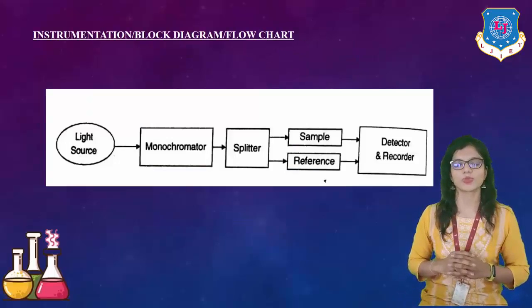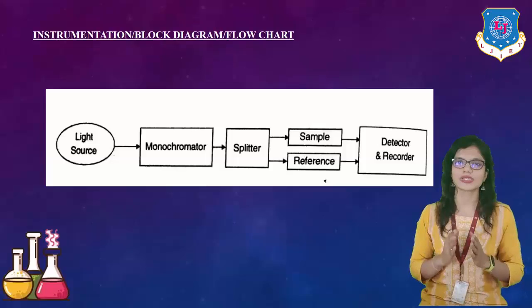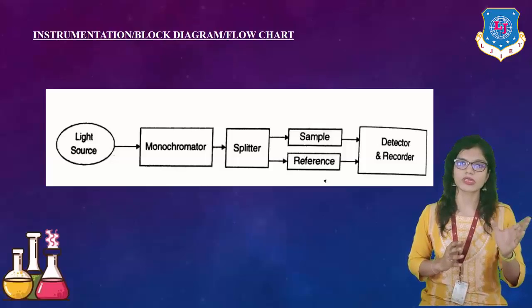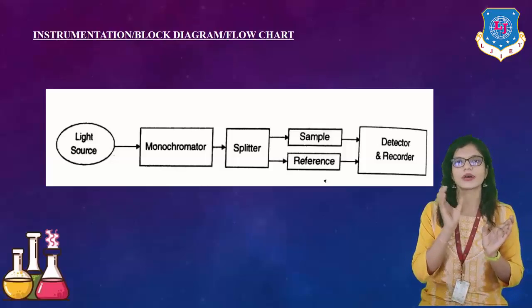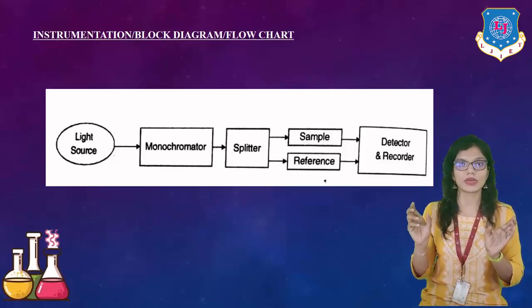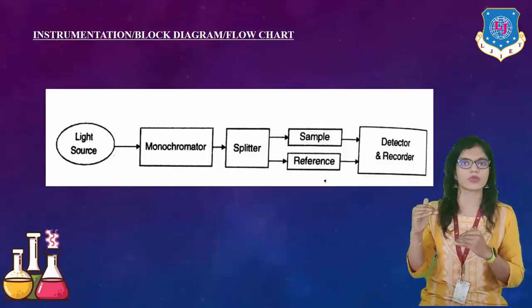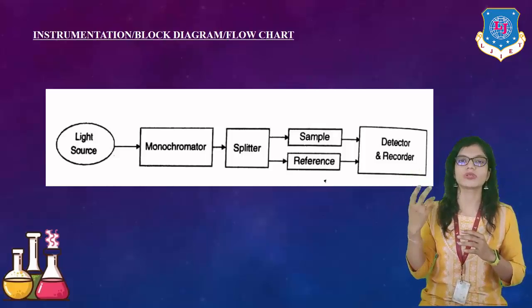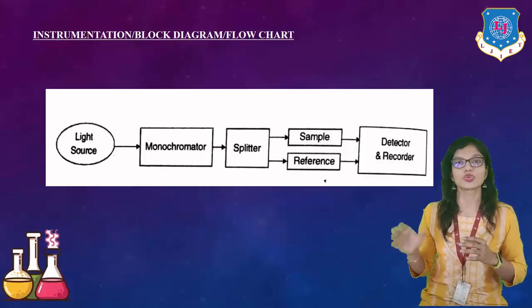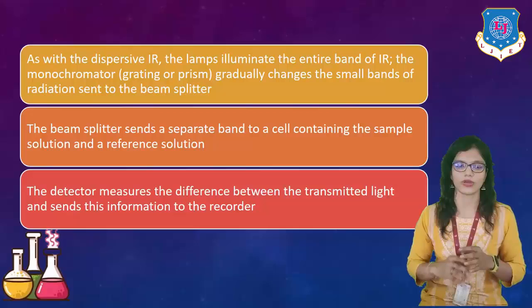If we talk about instrumentation, it generally resembles that of UV visible. First is the light source. It sends the light to the monochromator. The monochromator will send the light to the splitter. There the radiation will move in two directions. First is the sample, second one is the reference. Then the absorption, the vibration frequency, will be observed and gets detected through the detector or recorder, right?